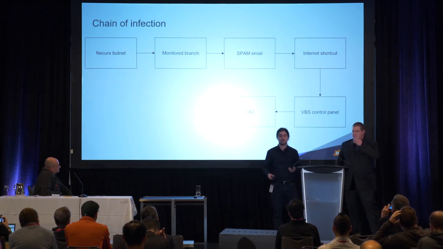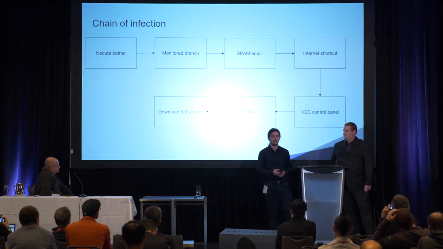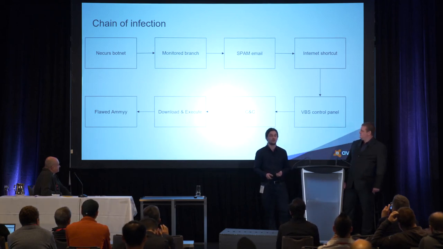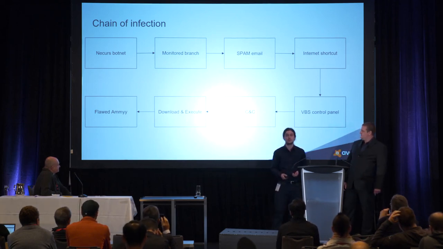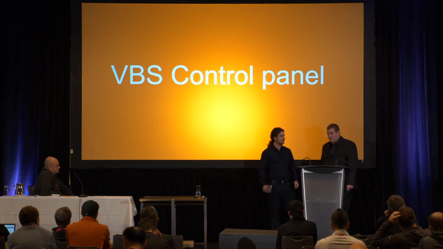And this shortcut referred to a VBS control panel, which again tried to contact its own CNC server, which used completely different infrastructure, which offered us a new binary. The script tried to execute it, and after several stages, it led to the float-AMI remote administration tool. So now I let Jan tell you something about the panel itself.